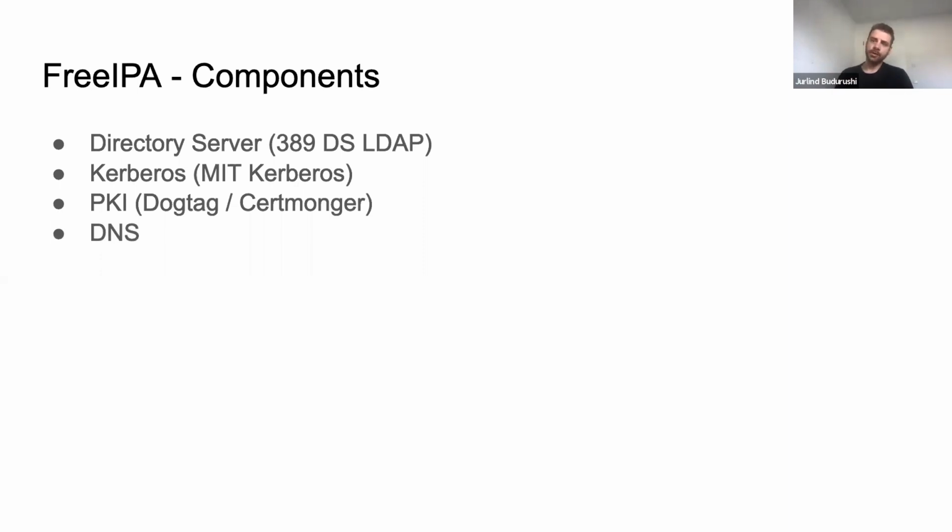The next component is the DNS. One must say that the DNS is an optional component, so it's not something that you really need to install. Nevertheless, DNS integration allows administrators to manage and serve DNS records in the domain using either the CLI of the FreeIPA server or the web UI.